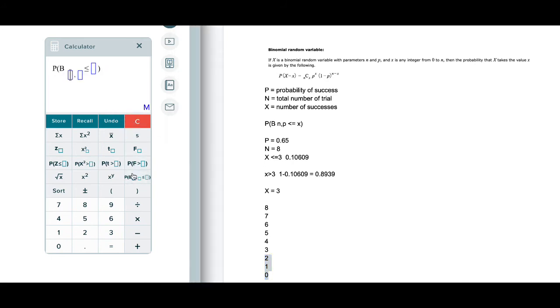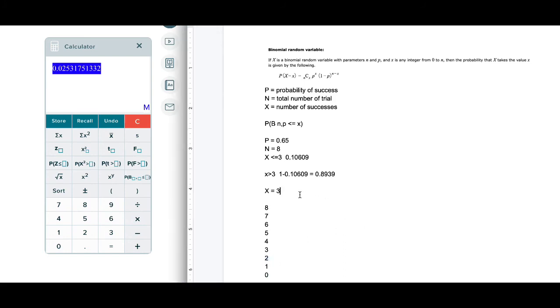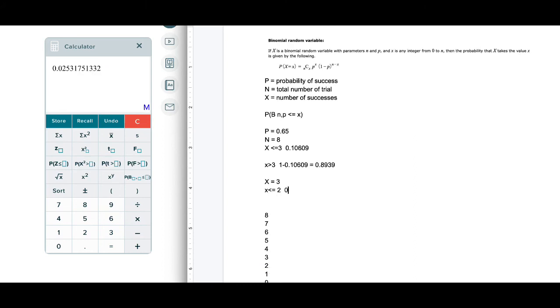So I'm going to go back to this calculator, and I'm going to do 8 for my n, 0.65 for my p, and I'm going to do less than or equal to 2. All right, so let's press enter. So x less than or equal to 2, what do I get? It should be 0.0253318, around that right there.